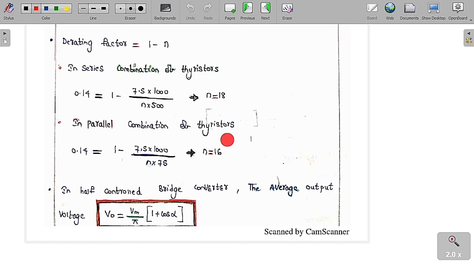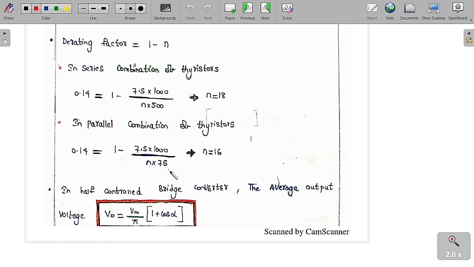Suppose in a parallel combination of thyristors, we have to go for the current rating, given again with the same factor, 0.14 is equal to 1 minus. Now the overall current rating is again 7.5 into 1000 divided by N into 75, where N is the number of parallel thyristors required, and 75 is the current rating of each thyristor. With the help of this equation, we are going to get N is equal to 16.